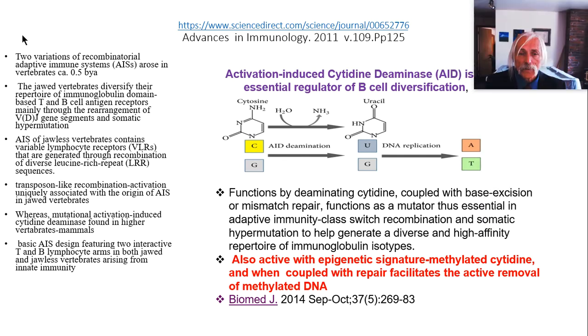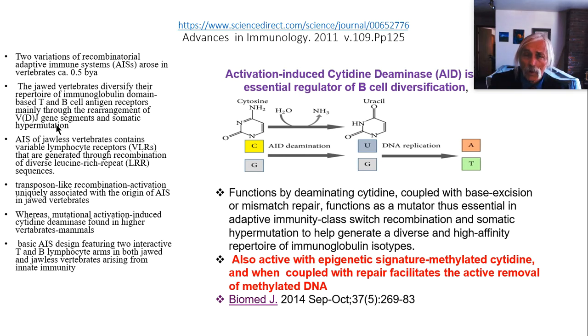So I'm going to finish with this. There are 2 variations of recombinant adaptive immune systems, called AISs. They arose in vertebrates about 500 million years ago, for those of you that would like to know the evolution of this, which I, of course, do. The jawed vertebrates diversified their repertoire of immunoglobulin domain-based T and B cell antigen receptors, mainly through the rearrangement of VDJ gene segments and what's called somatic hypermutation. For those of you that have an immunology course, hopefully you can go back and look at that. Remember what I said about how we teach that. I'm not going to go through that right now.